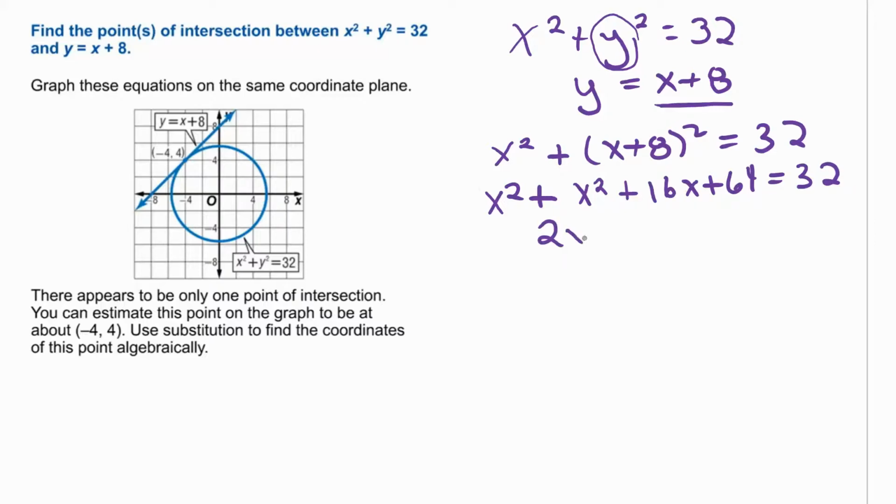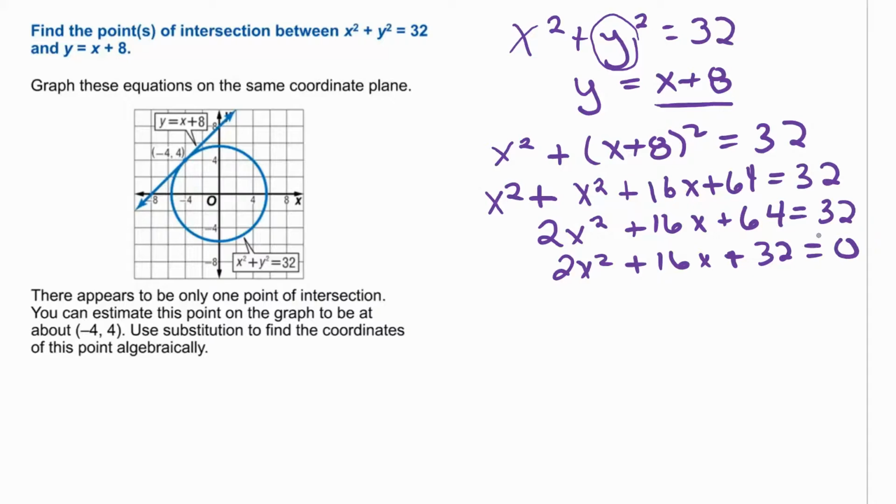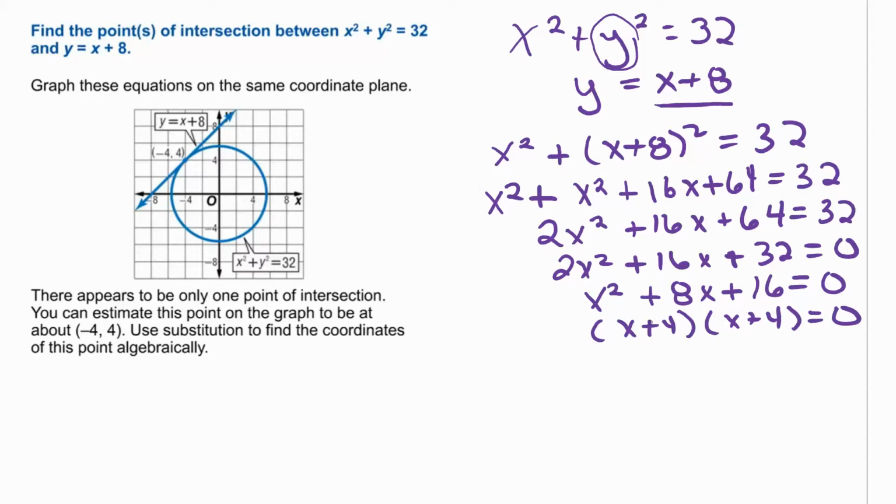Combining like terms, I'll have 2x squared plus 16x plus 64 equals 32. Subtract 32, I'll have 2x squared plus 16x plus 32 equals 0. There is a GCF, which is 2. So x squared plus 8x plus 16 equals 0. This would factor as x plus 4 times x plus 4 equals 0. X plus 4 equals 0 would give us that x equals negative 4. It's actually a double root.